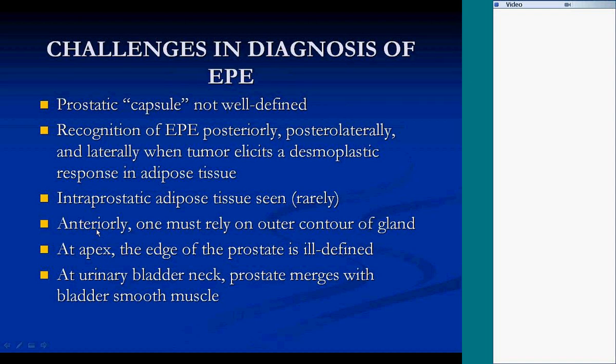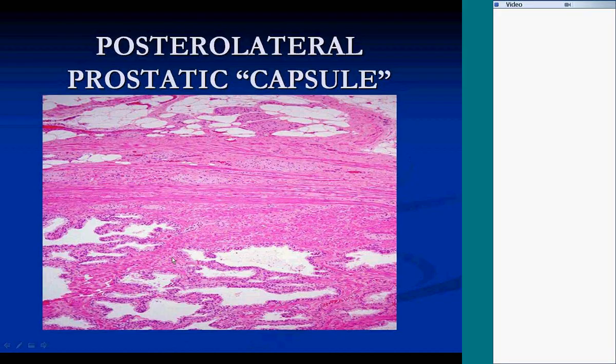Anteriorly can be tough because the anterior fibromuscular stroma often lacks glands that can serve as a reference for where the boundary is between the prostate and periprostatic soft tissue. At the apex, it can be particularly difficult because the edge of the prostate is ill-defined, and as we'll see at the urinary bladder neck, the prostatic stroma, smooth muscle, actually is in direct continuity with bladder smooth muscle.